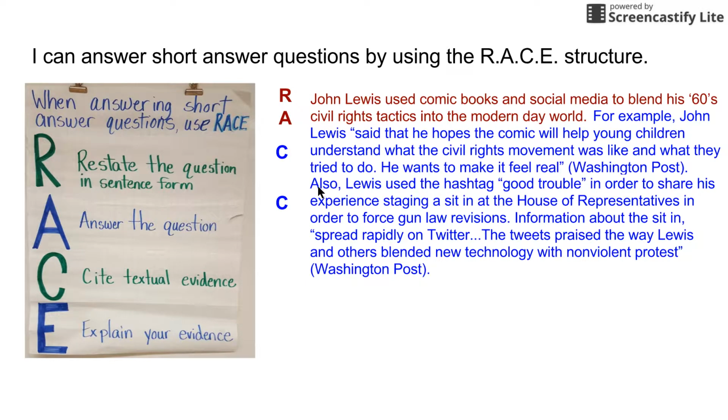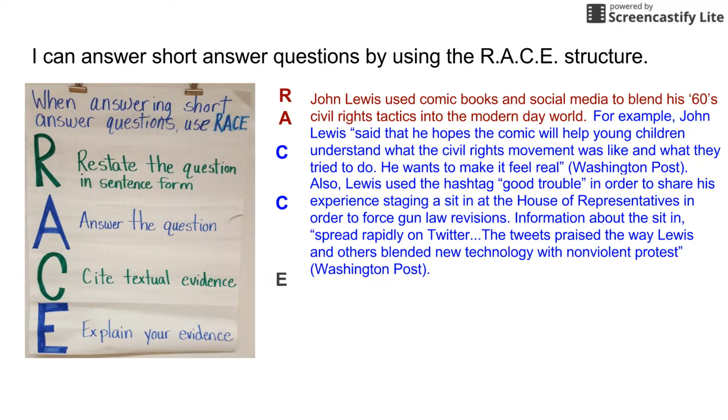And I like to use additionally or also as my next transition word or phrase to seamlessly move from one example to the next. Also, Lewis used the hashtag Good Trouble in order to share his experience staging a sit-in at the House of Representatives in order to force gun law revisions. Information about the sit-in, quote, spread rapidly on Twitter. The tweets praised the way Lewis and others blended new technology with nonviolent protest, quote, and then the publication with a period at the end, the in-text citation with a period at the end.